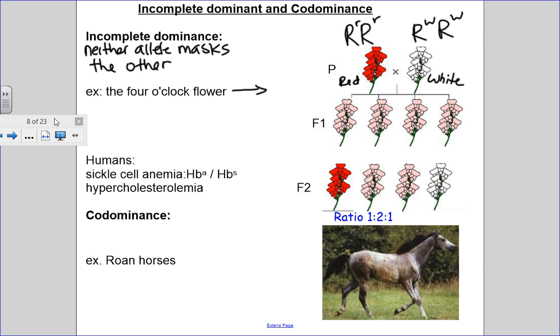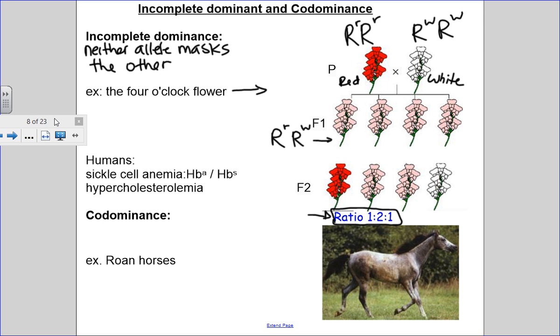The result would be, in the F1 generation, that all four of these organisms would have one of each. One copy of the red allele, one copy of the white allele. And all the organisms have as their phenotype pink. If I were to do an F2 generation and cross two organisms from that generation, I would see a different looking ratio. So if you are doing a monohybrid cross and the ratio looks weird, you're getting numbers that you don't expect, that's a clue that it might be an incomplete dominance scenario.